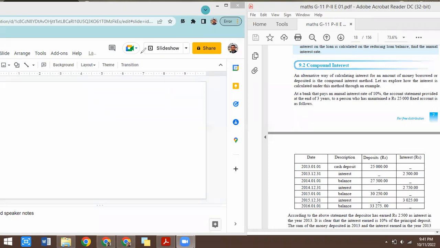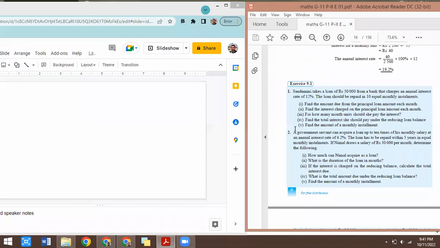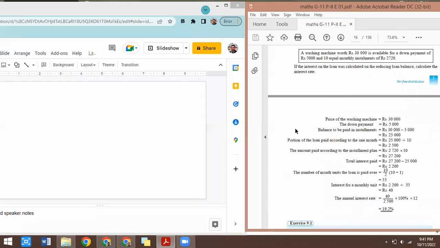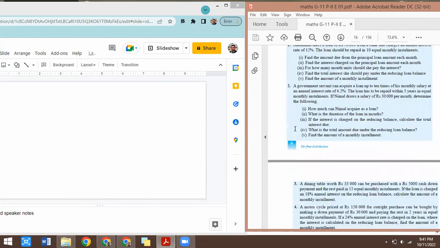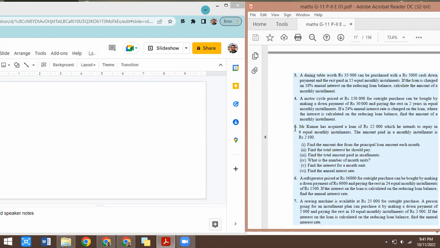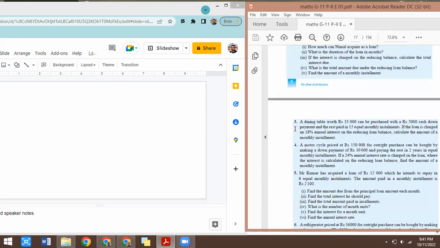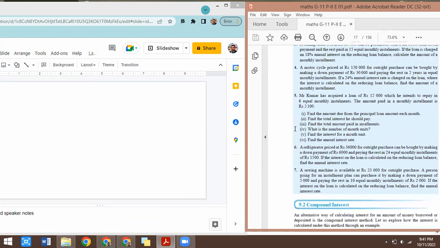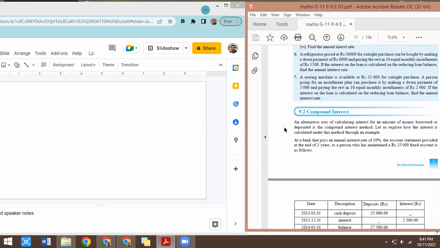In the previous class, we learned about simple interest and we did the exercises related to simple interest. And I asked you to complete the other questions which we did not discuss in the classroom. So I hope you would have done all those questions and we will discuss it in the upcoming classes. And today we are going to learn about compound interest.